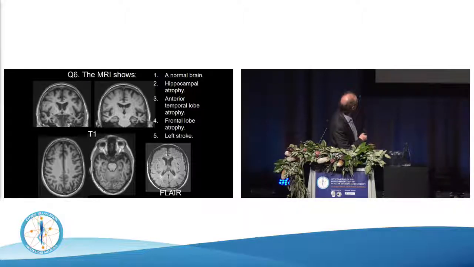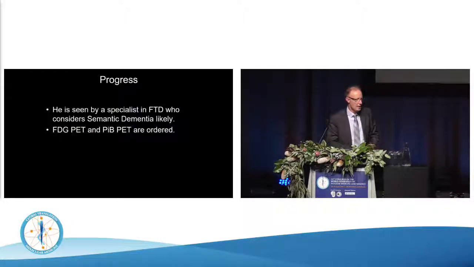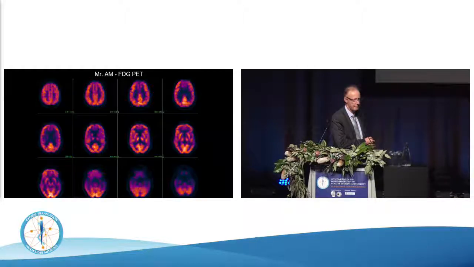So, sorry, I should have been showing you this one. This is where it's really clear that there's anterior temporal lobe atrophy, worse on the left. Frontal lobe could be a little atrophic as well, a bit hard to tell. And is there any evidence of a stroke? Not really. Okay. So he was seen by a specialist who felt that frontotemporal dementia of the semantic dementia variety was likely. This specialist ordered an FDG PET and got a PIB scan done by putting the patient into a research study.